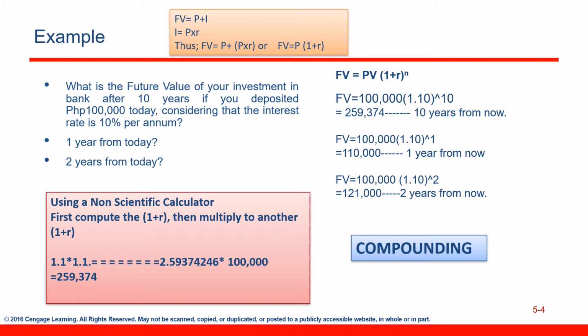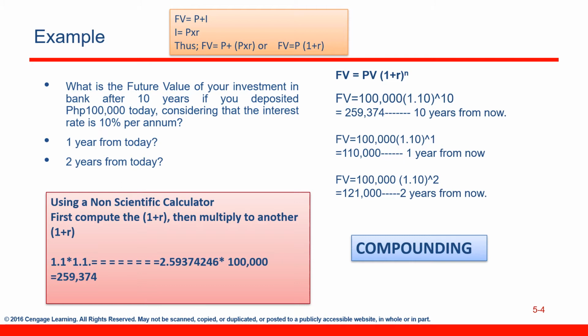Okay. Unfortunately, in the CPA board exam, you cannot use the scientific calculator. So, bawal si scientific calculator in the CPA board exam. So, meaning you will use yung digital, yung simple calculator. So, using a non-scientific calculator, how would you get the answer natin? So, first you need to compute the 1.1 plus r. So, 1.10, multiply it with one another. So, times 1.1.